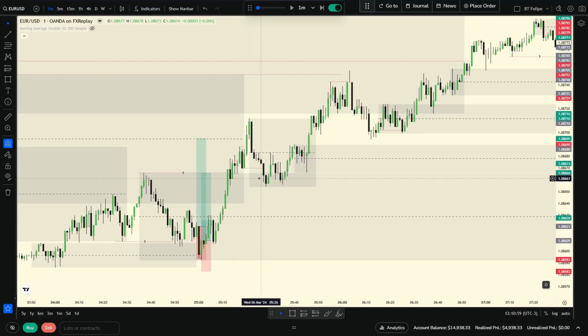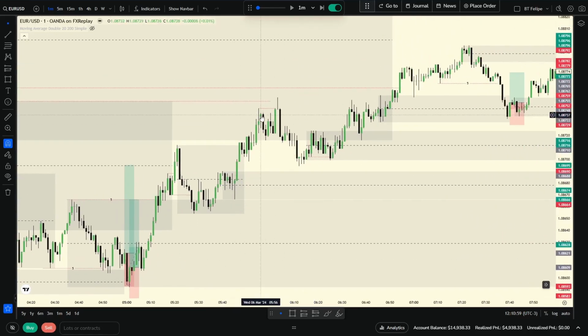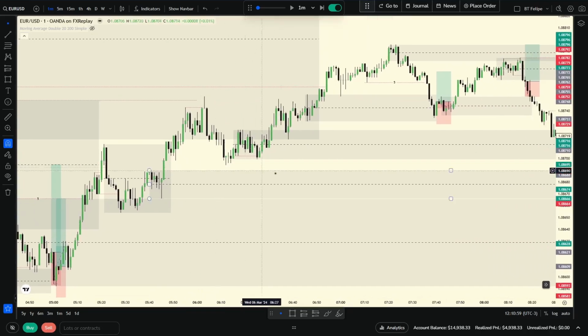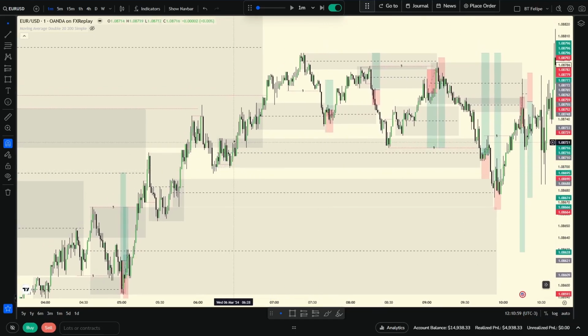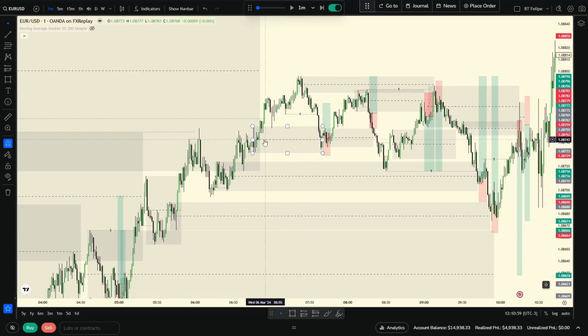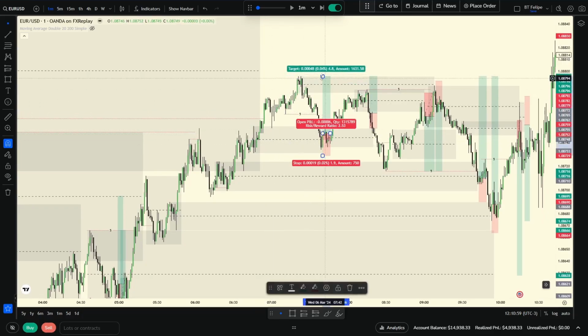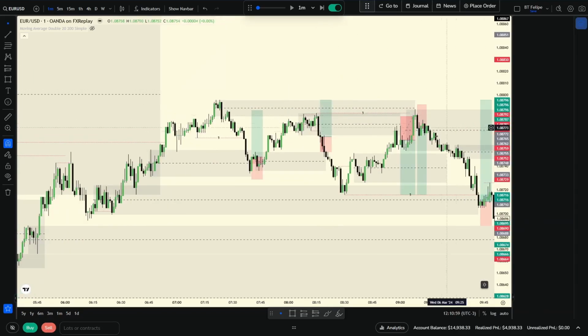2.19. Then there was no POI. Again, no POI. And then M5 manipulation. This one had the POI, but I targeted here. Maybe I should have targeted here. If I target this, then I was also not going to get out.